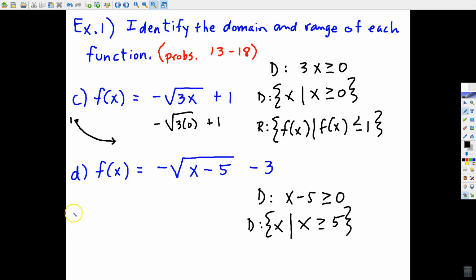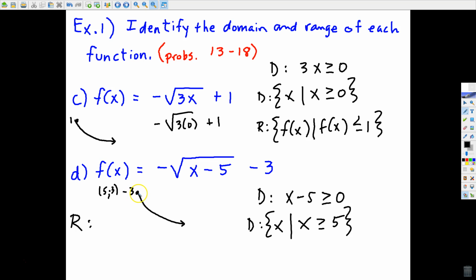Now let's do the range. I'm going to take my result, my 5, and plug it in. 5 minus 5 is 0, that becomes 0 again, and 0 minus 3 is negative 3. So I have the same situation. Because this is negative, it's as though we took the parent and flipped it over the x-axis. So negative 3 is the y coordinate of this point. We know what the x is, it's 5, so the point is (5, negative 3).